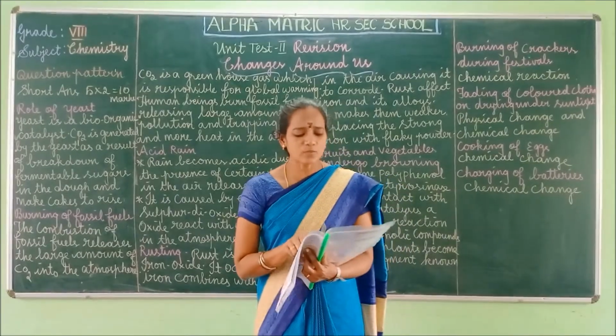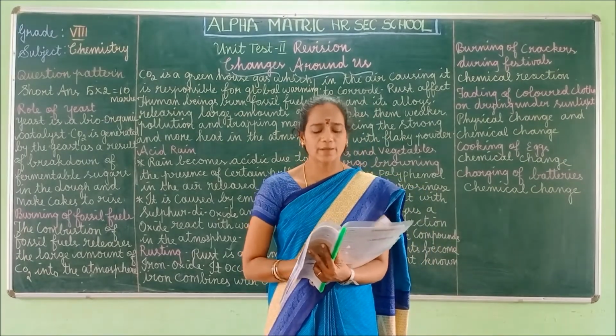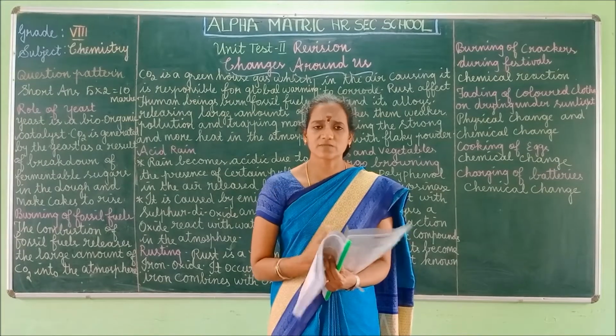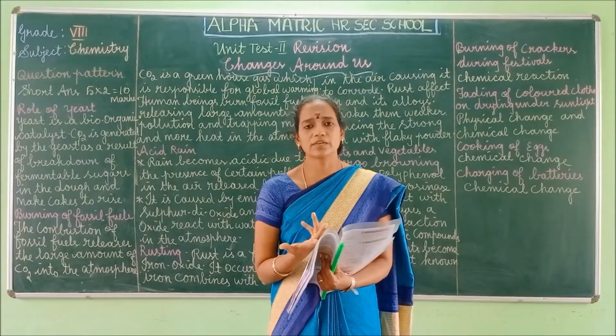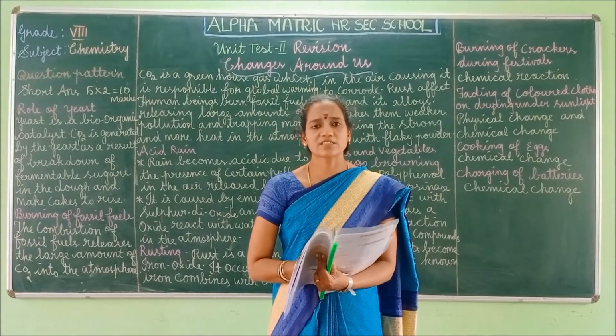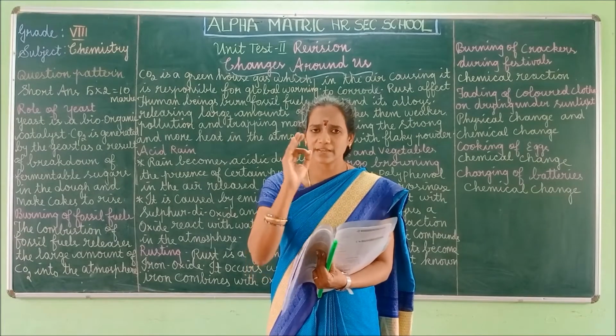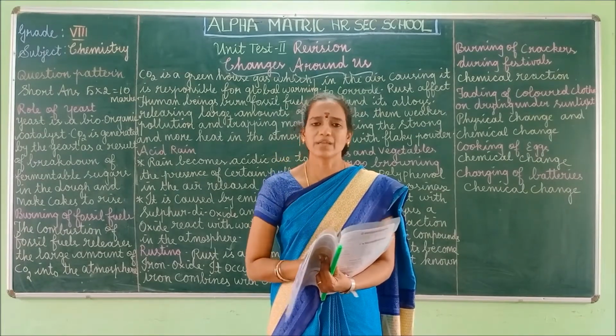So next, explain any three conditions that are required for a chemical reaction to take place. There are many conditions. You can explain any three conditions, about light, heat, catalyst, solution of reactants, contact and physical states. Any three you have to give. Three conditions you should mention with some examples.